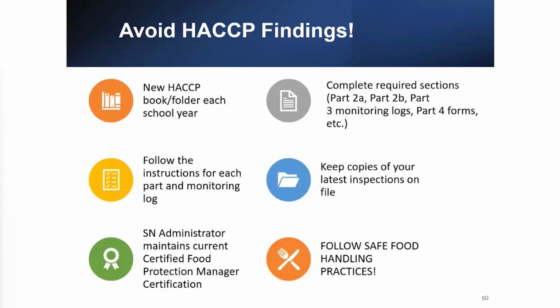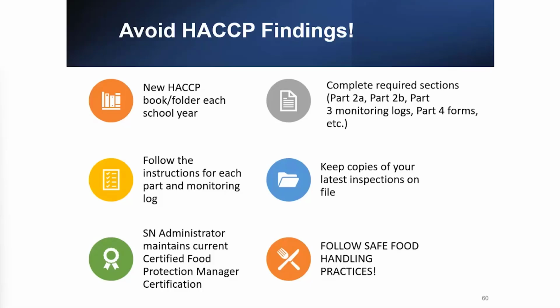Last but not least, I want to give you a few tips and pointers to help avoid HACCP plan and food safety findings. With the help of your central office or your school nutrition programs office, put together a new HACCP book or folder for each school year. You may not need to print everything, but make sure to download the new copy each year and use it for that school year. Do also keep the old versions on file for 3 years plus the current year.